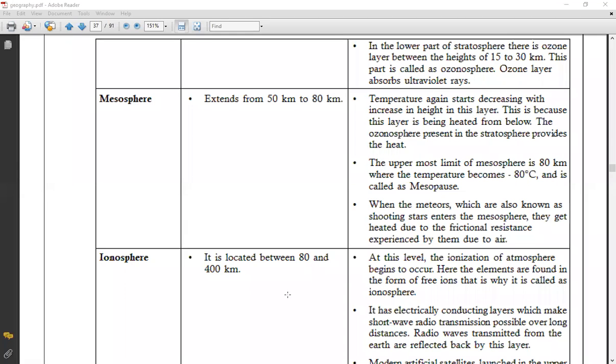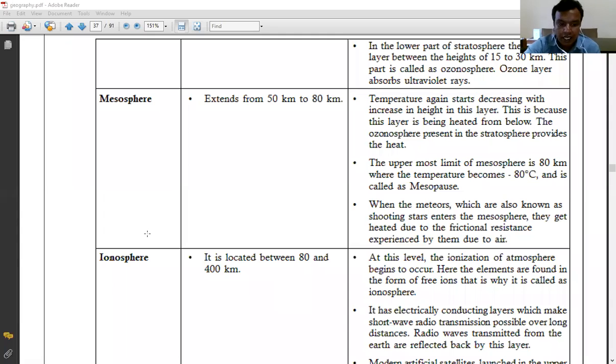So the mesosphere helps in burning the meteors. It does not allow the meteors to fall on the surface of the earth. It does not allow the meteors to collide with the surface of the earth, and that is the significance of the mesosphere.